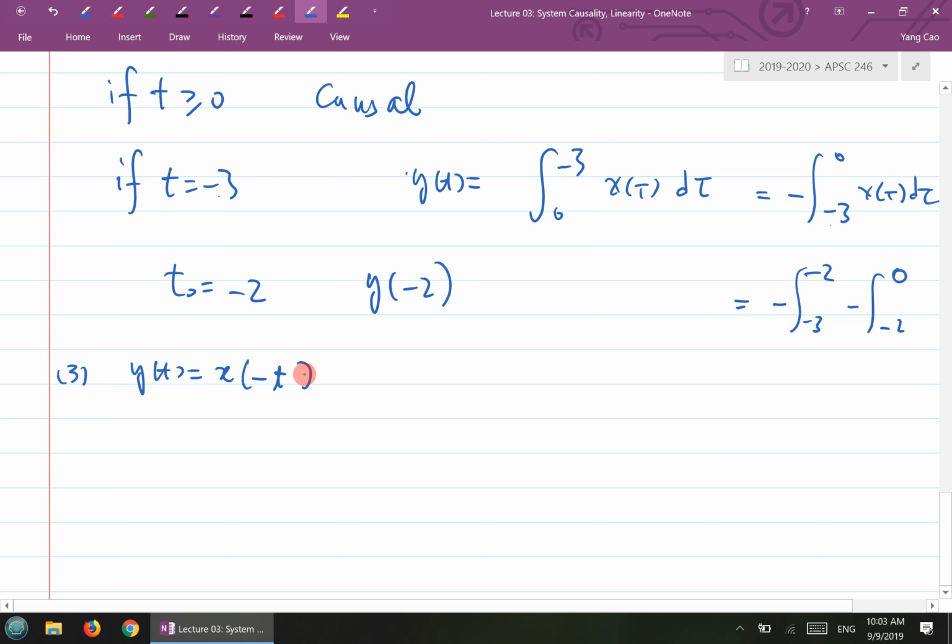Here's the new system. y of t equals x of negative t. x of t is the input. y of t is the output. And in this case, your y of t is a slightly changed form of the input, x of negative t.